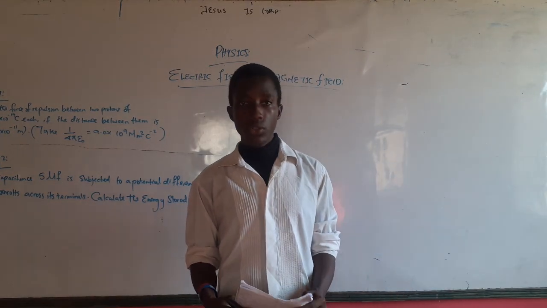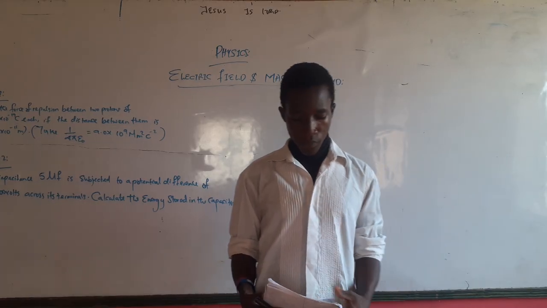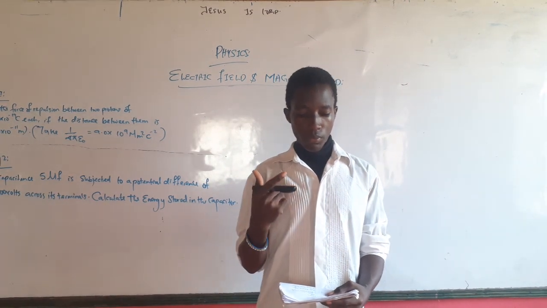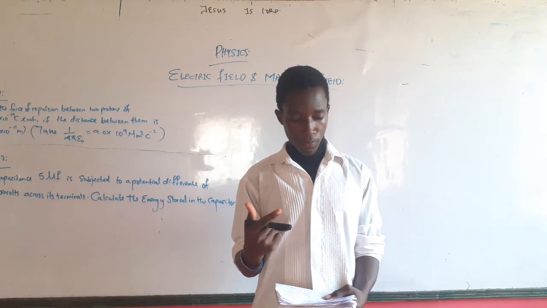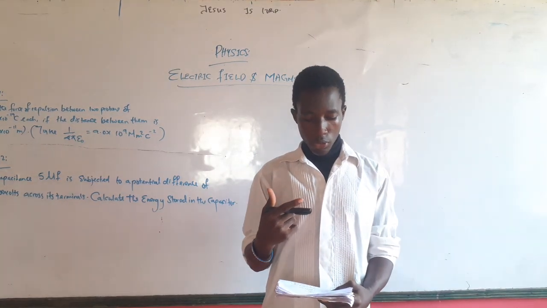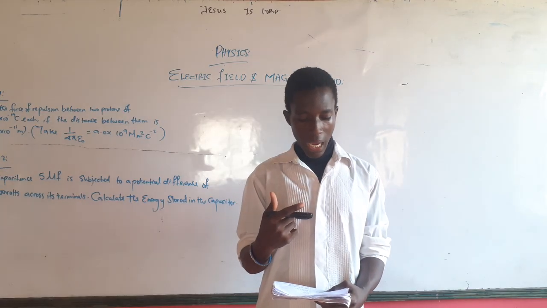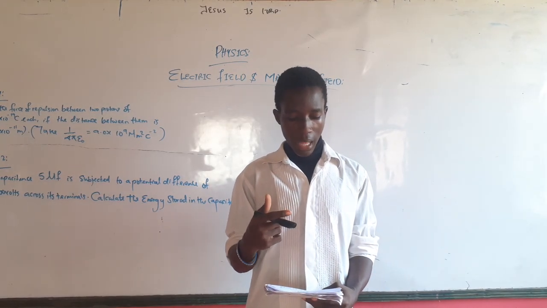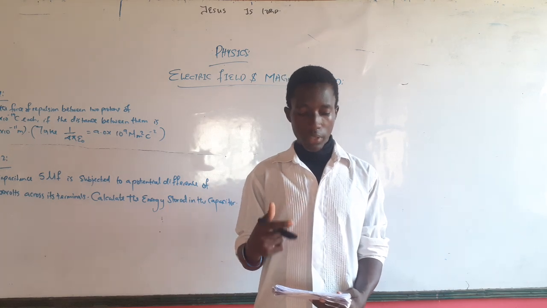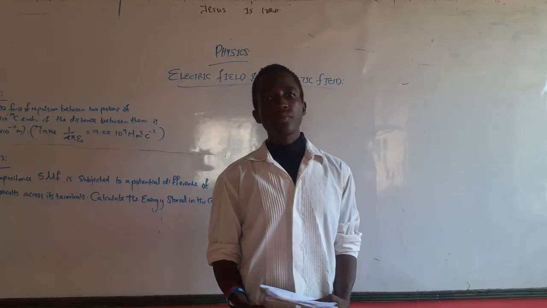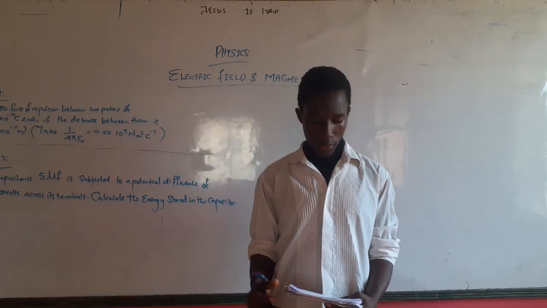So I have a little introduction here. Under electric field and magnetic field, the electric force between two charges Q1 and Q2 separated by a distance r is directly proportional to the product of the charges and inversely proportional to the square of the distance between the charges. That is Coulomb's law. Once you know the derivation, you'll be able to explain it.